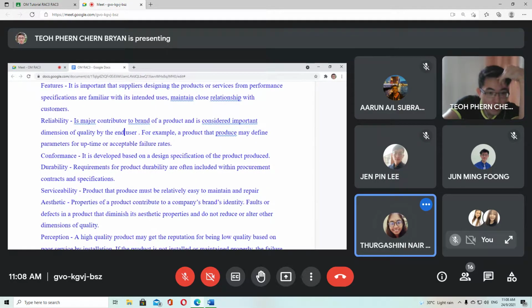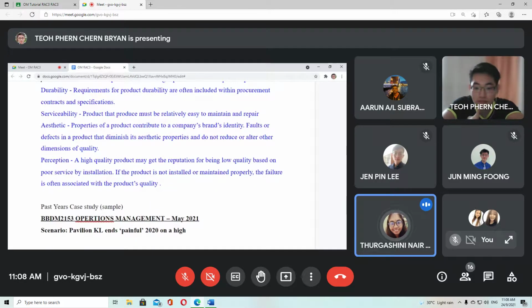Next is conformance. It is developed based on a design specification of the product. Durability requirements are often included with procurement contracts and specifications. Next is serviceability. Product that is produced must be relatively easy to maintain and repair. And next one is aesthetic properties, which contribute to a company's brand identity. Faults or defects in the product diminish its aesthetic properties and do not reduce or alter other dimensions of quality.